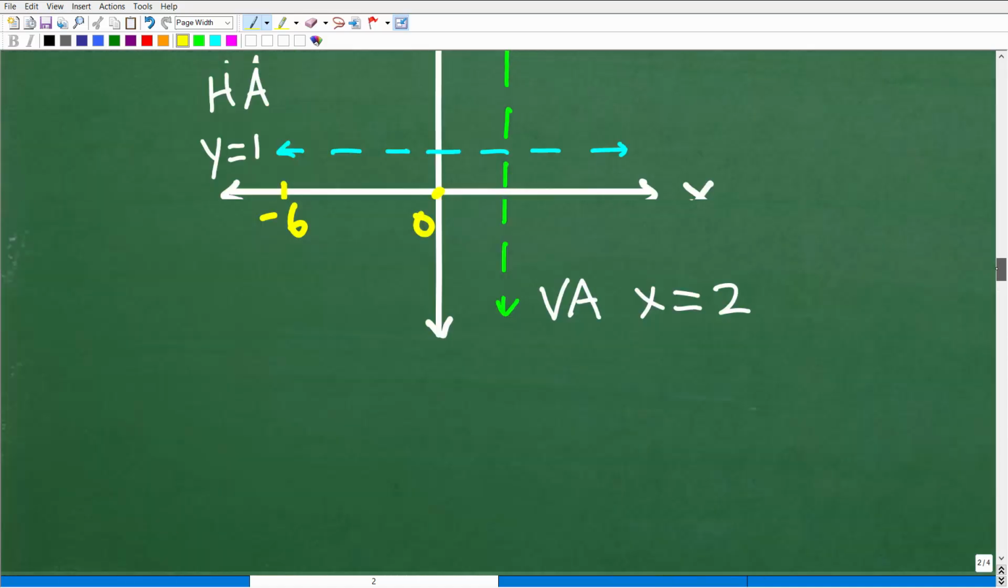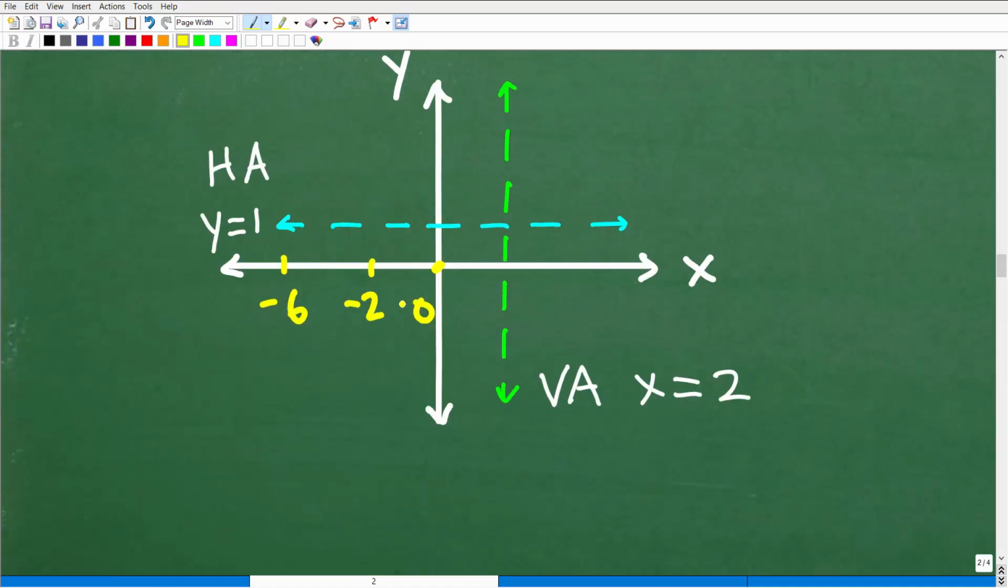-2, 1, and 3. So here would be like -2. Here's 1. Here would be like 3. So what you want to do is select some x points. It doesn't make a difference which ones. Just get some good, nice, easy points that kind of span across these various asymptotes.